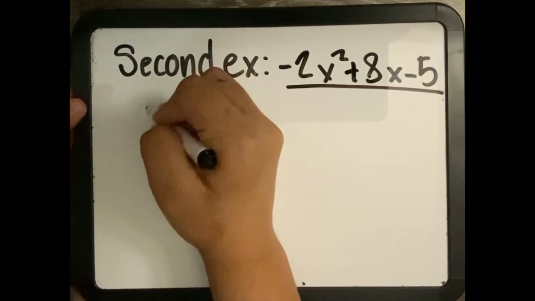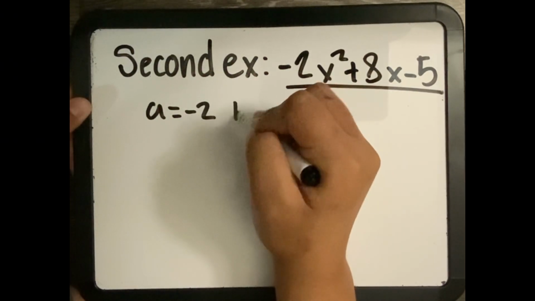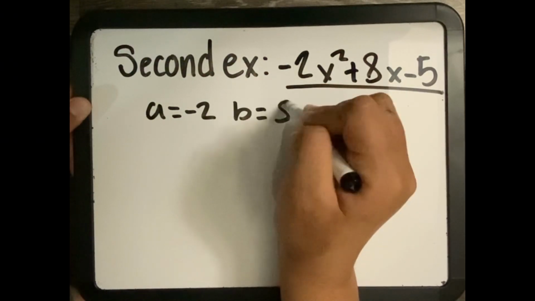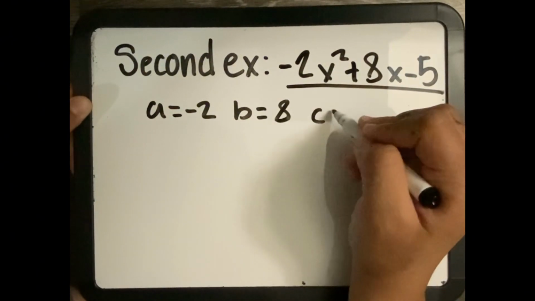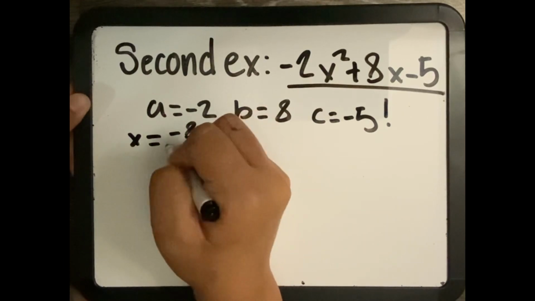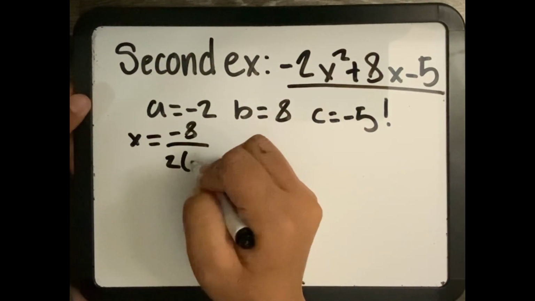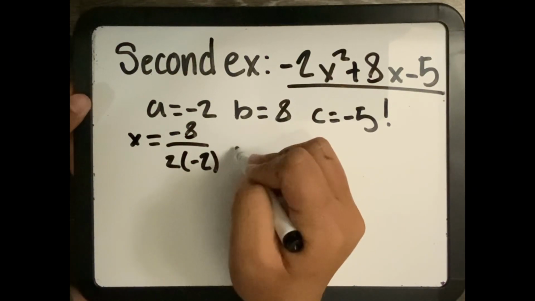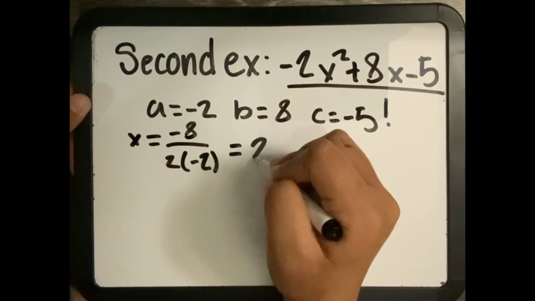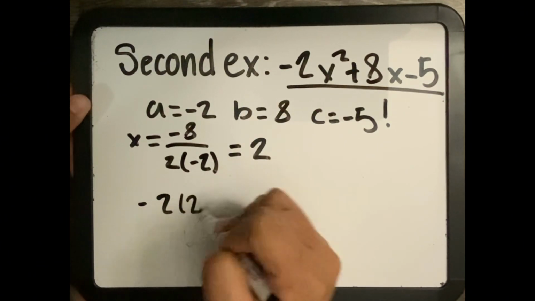Let's try one more. This one opens downwards. For this equation, our coefficients are a is equal to negative 1, b is equal to 8, and c is equal to negative 5. Now we're just going to find the vertex by using the formula we used last time. So in this case, the equation would be negative 8 divided by 2 times negative 1, and that would give us 4. Now plug x back into the equation.